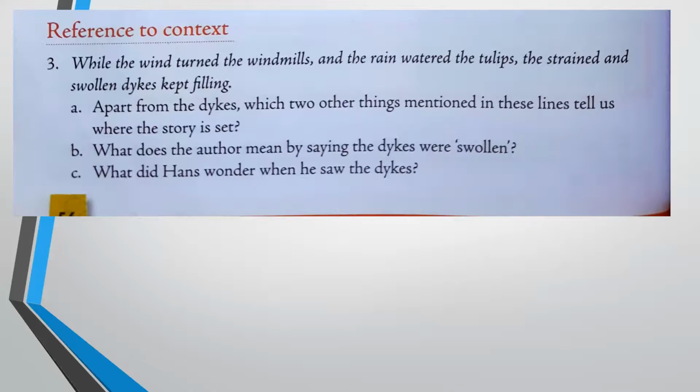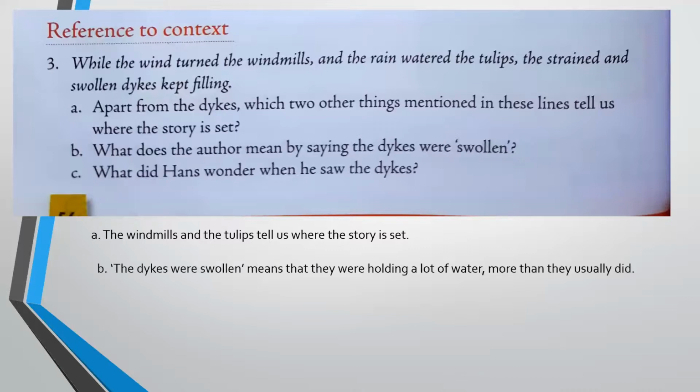While the wind turned the windmills and the rain watered the tulips, the strained and swollen dikes kept filling. The first question: apart from the dikes, which two other things mentioned in these lines tell us where the story is set? This is easy because the answer is in the lines. So here's your answer. The windmills and the tulips tell us where the story is set. Those are the two other things in the line.